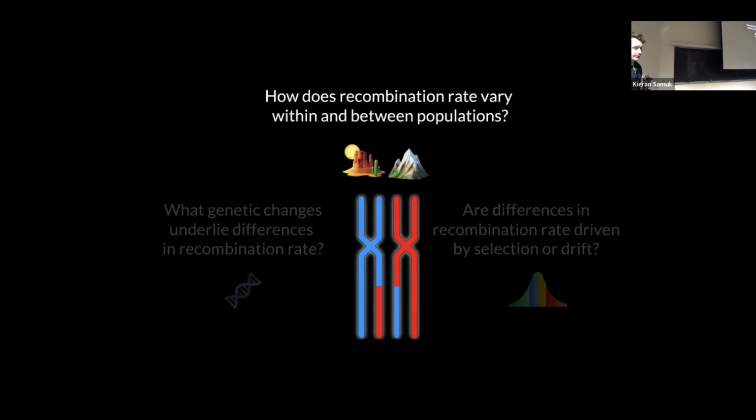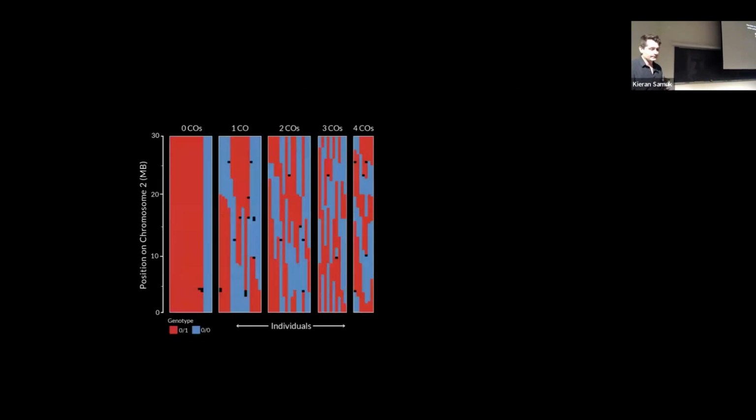Okay, so let's get to this first question. How does recombination rate vary within and between populations? Just to give you a sense of what the data looks like, here are some genotypes I just pulled out from our sequencing population. Each column here is a different individual, and we have position on chromosome on the y-axis. So we could classify individuals based on the number of crossovers that were detected in their genotypes.